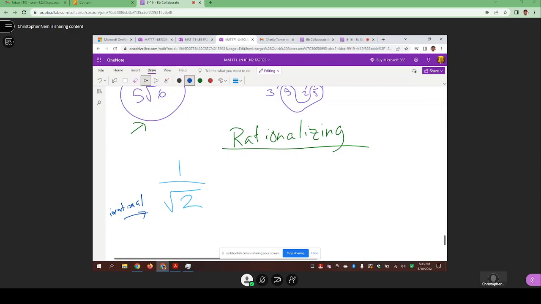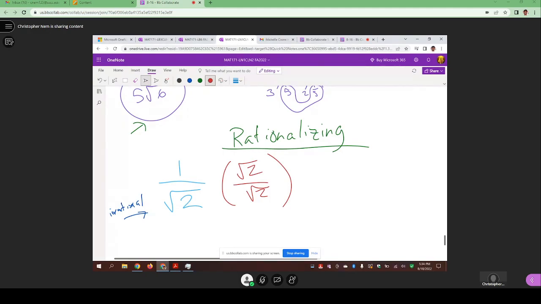So, rationalizing is keeping the same problem. However, I want the irrational number to be on top and the rational number, an integer or natural number or whatever, on the bottom. So, how do I do that? I can multiply this by square root 2 over square root 2. Your denominator, whatever that irrational number is, just multiply it out. Boom. Why does that work?